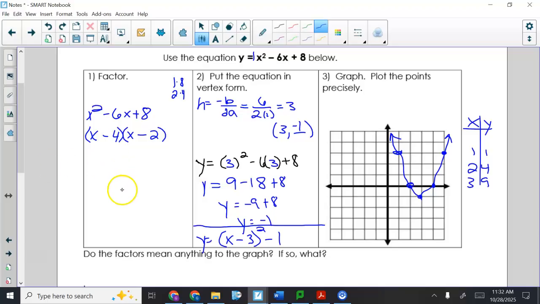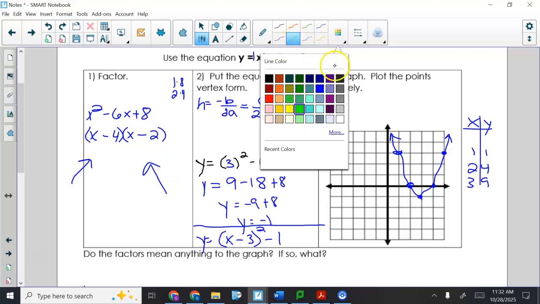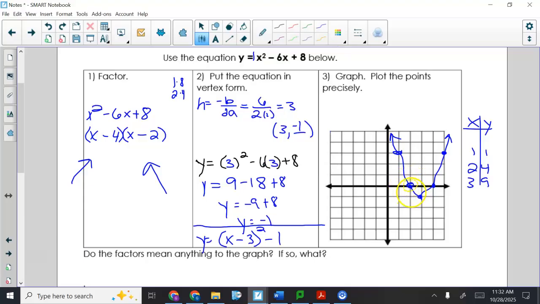All right, so what do these factors mean to the graph? So we have negative 4 and negative 2, but if you look at the graph at where it crosses, it's crossing at 2 and 4. So really, we can take the opposite of these, and they are called our zeros. Our zeros are going to be x equals 2 and 4. All right, let's try some more like this.